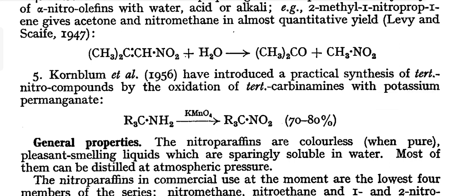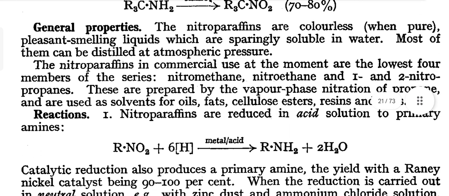Fifth method: Kornblum et al. have introduced a practical synthesis of tertiary nitro compounds by oxidation of tertiary carbinamines with potassium permanganate. In this reaction we have a tertiary carbinamine. When it undergoes oxidation with KMnO4, that is potassium permanganate, it gives a 70 to 80% yield of a tertiary nitro compound, or we can say tertiary nitroparaffin.